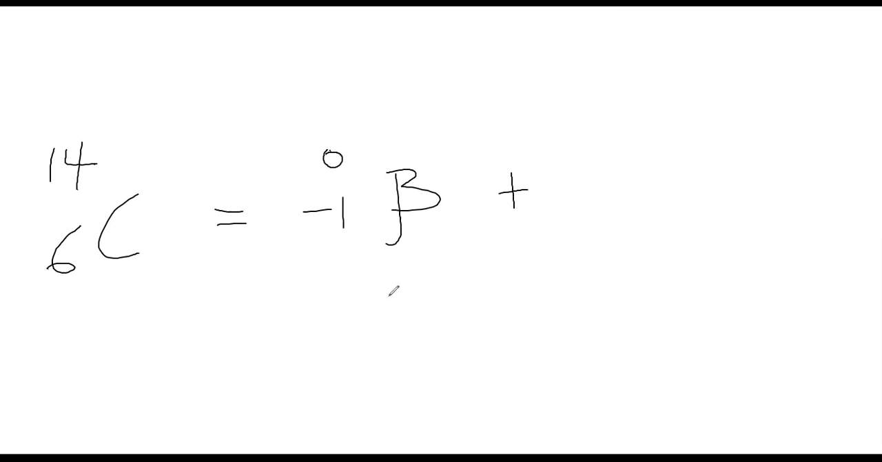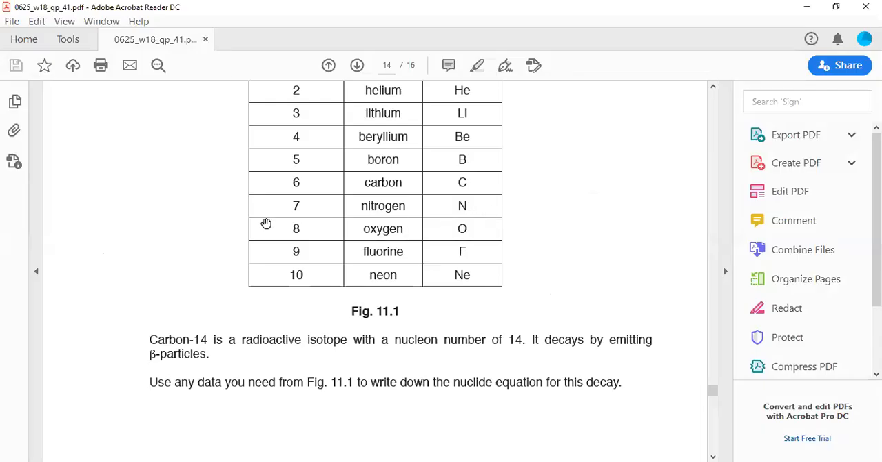So what is going to give us 6? Something minus 1 is going to give us 6. It's going to be 7. All right, so we go back to our table now, and see which element that is. Which one has 7? Nitrogen. Good. So nitrogen is 7.